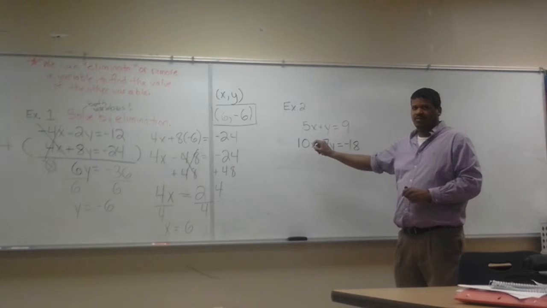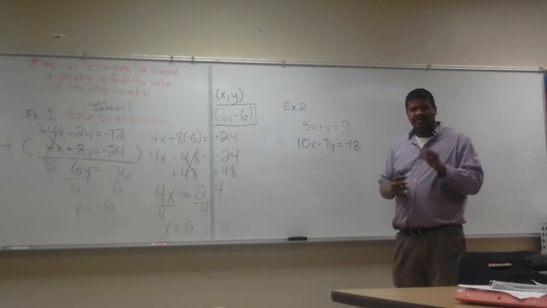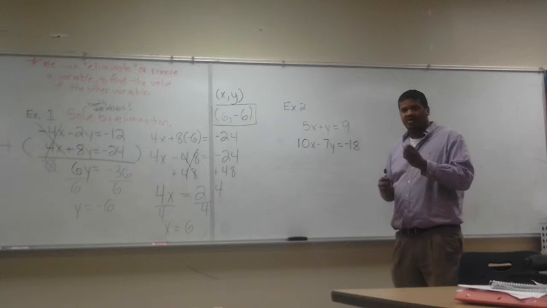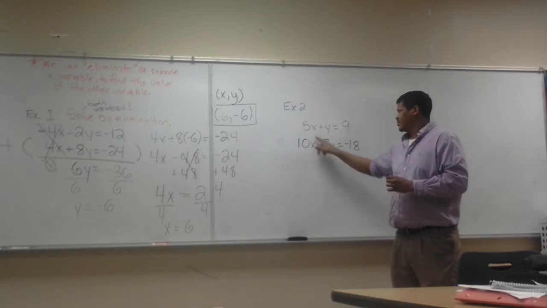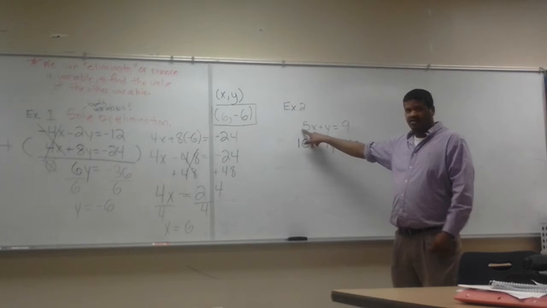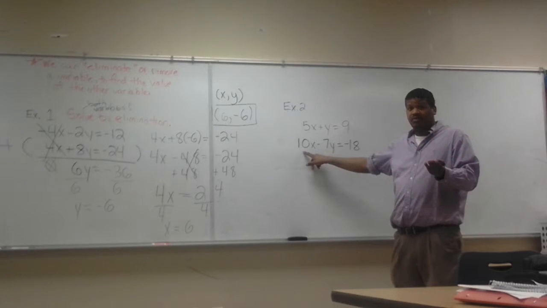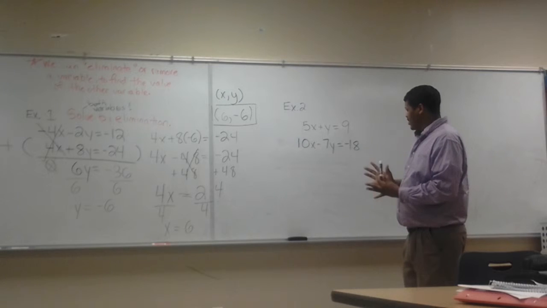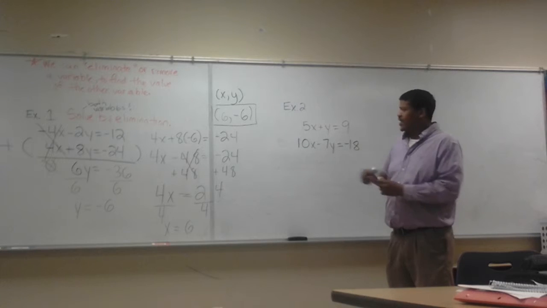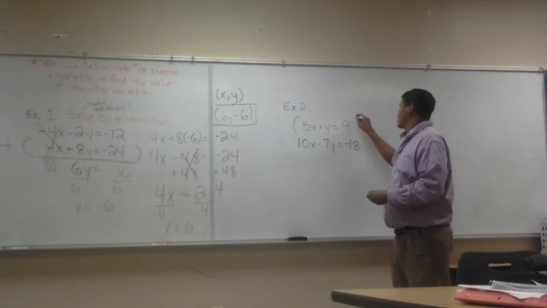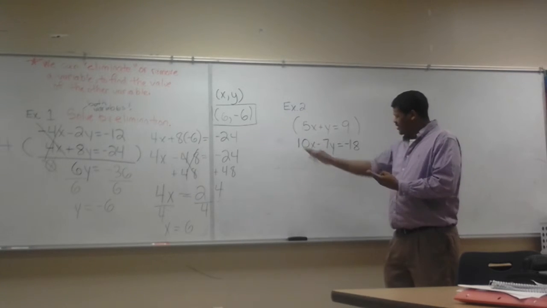If you're counting by 5, 10, 15, 20, or 10, 20, 30, 40, what's the lowest number they both meet at? It's actually 10. Because 2 times 5 is 10, and 1 times 10 is 10. So I can make these both 10s very easily. The 10 is already a 10. How can I make the 5 into a 10? Multiply by 2. But I need a negative 10, right?